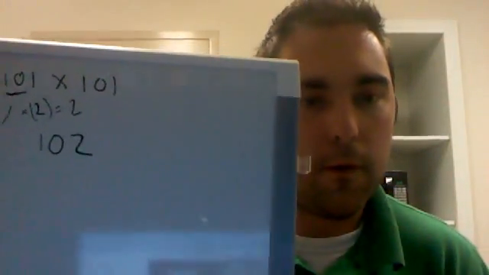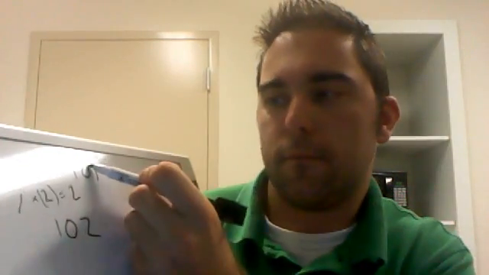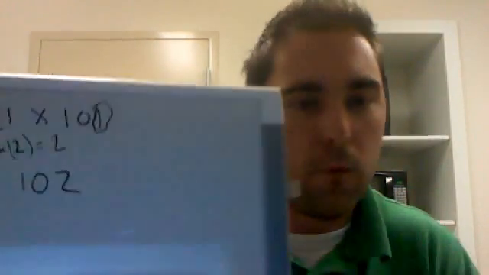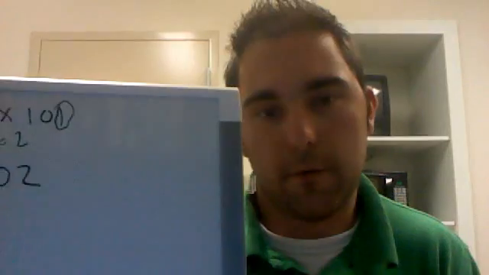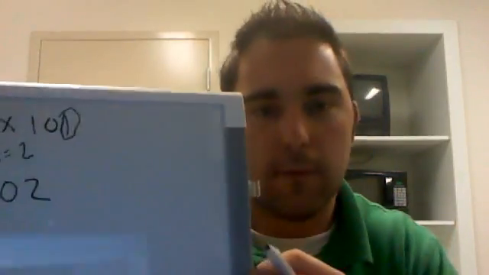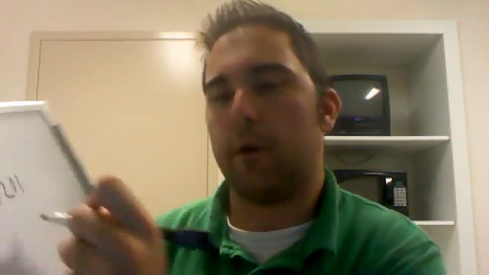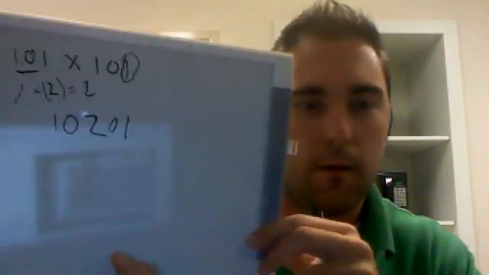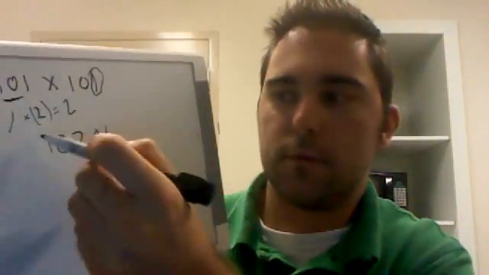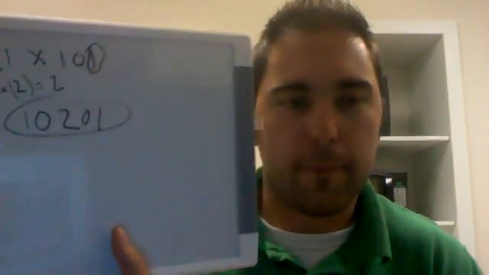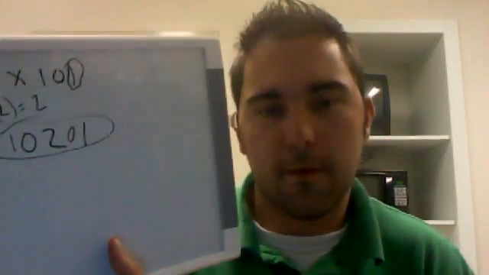So you get 102. Now, you're going to look at the last digit here, in this case, 1. What's 1 squared? 1, obviously. So we write 01. And there's our answer, 10,201. Pretty simple, right?